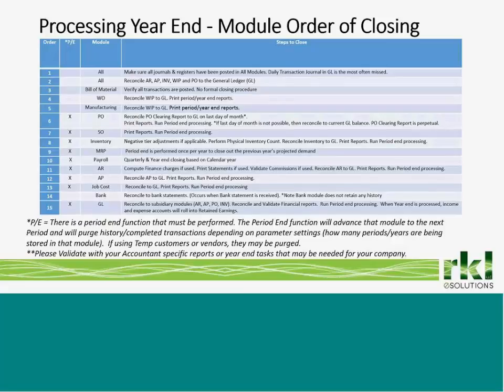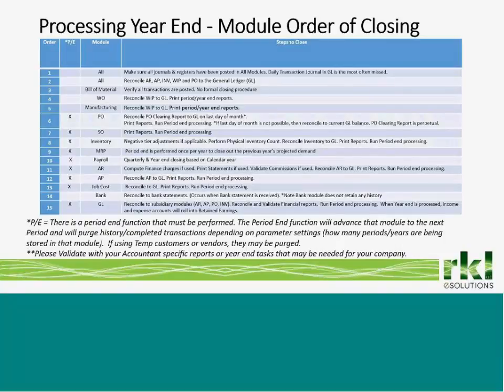You want to make sure that that ties out to your general ledger, run any reports that you need, and then when you close the PO module, it will advance the period to the next period, and it will purge any purchase order history that you have based on your parameter settings.